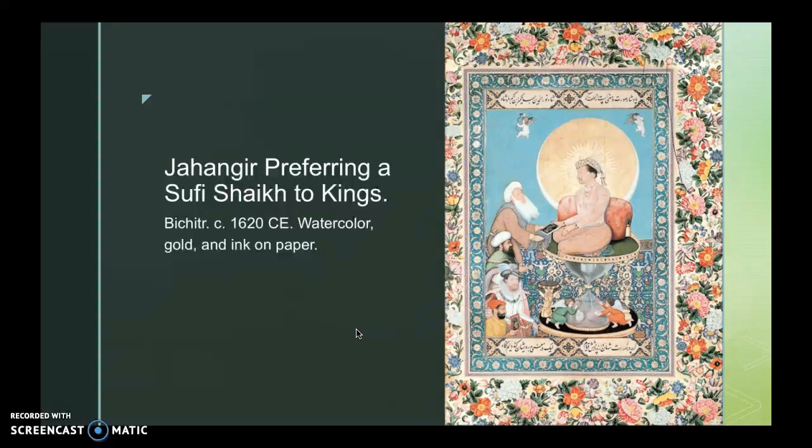And when they came to power, they had a very, very cosmopolitan court life. And by that I mean their court life was filled with many foreign visitors. People from all over Europe, from the Middle East, would have been part of the court. So you see a lot of foreign influence on their art, and we will discuss this further as we look at this painting, Jahangir preferring a Sufi sheikh to kings.